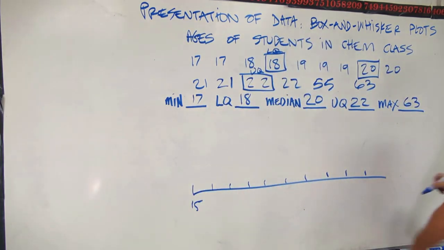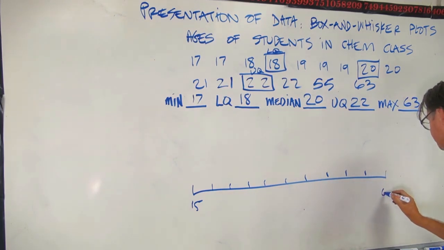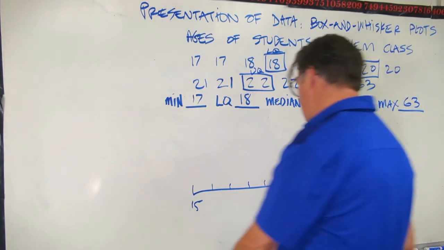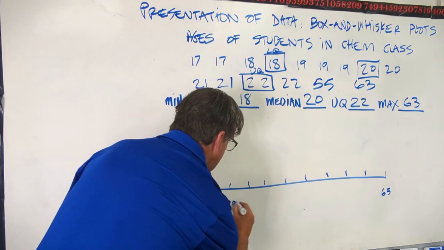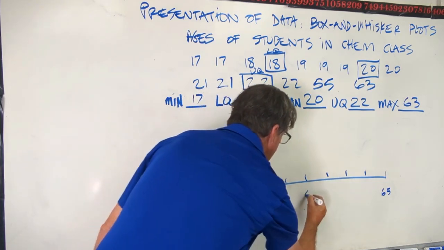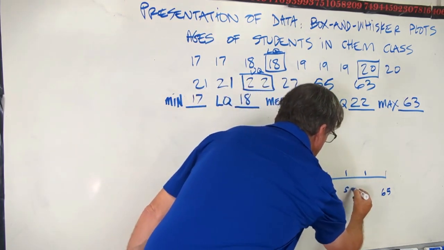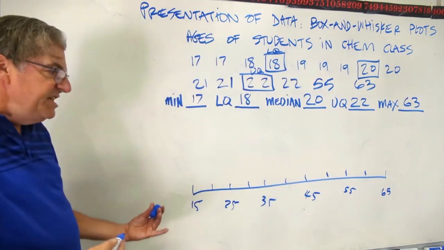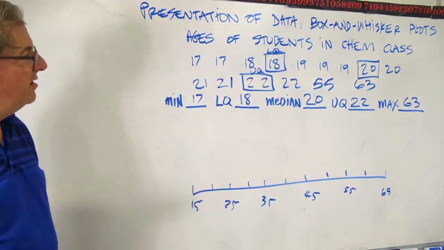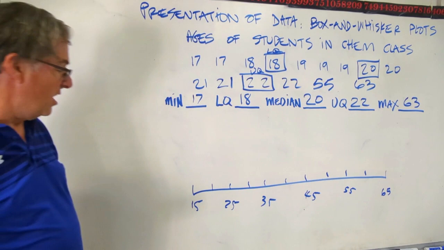I just need to creep this one in a little bit. So that's 65. And maybe I'll just label them every 10. So that's 25, 35, 45, 55. Maybe not the neatest scale, but it does the job. Okay, so now let's put our marks on our graph.